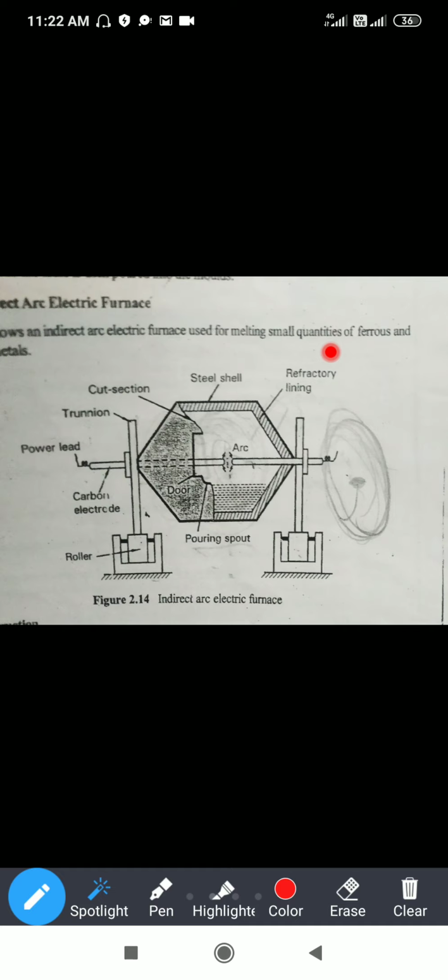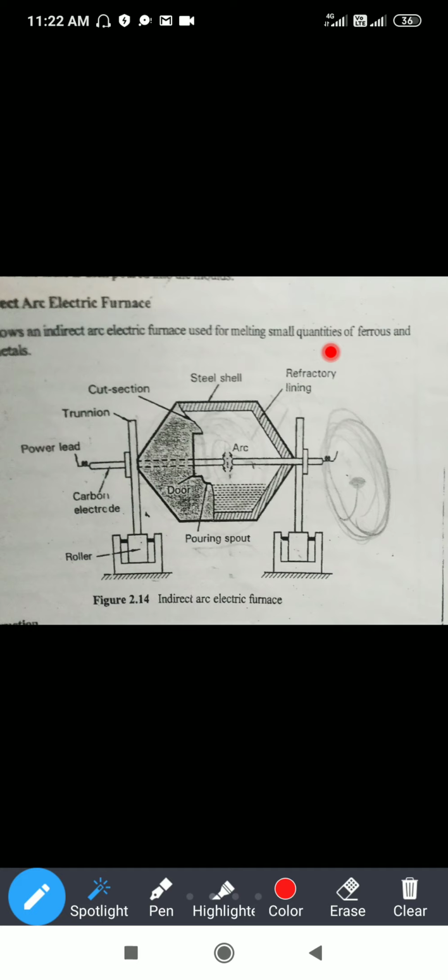But in an indirect arc furnace, the electrodes do not come into contact with or directly touch any of the metal which you are going to melt, whether ferrous or non-ferrous. The electrodes are not going to touch each other.